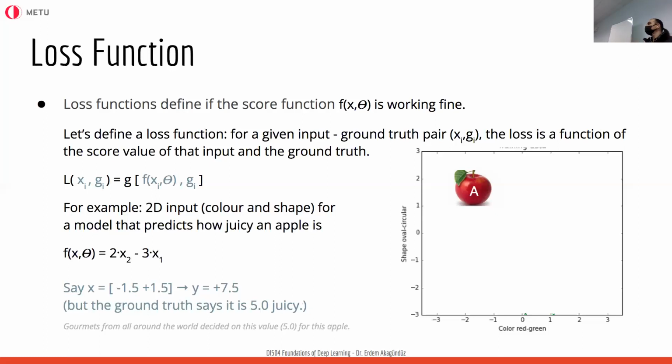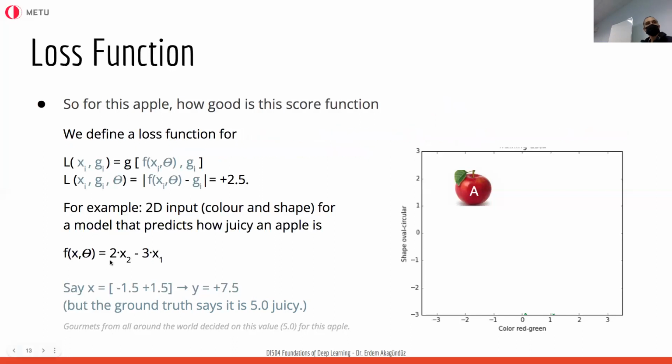In order to do this, I had a bunch of apples and pears, and I've collected gourmets from the world because I have incredible amounts of money. I've asked them to take a bite from each sample and note a juiciness level for me. I've taken the average, and I know the juiciness value for each apple or pear. For example, the average juiciness level for this sample was decided to be 5.0. Then, if I'm using an absolute difference measure as the loss function, which is also called the L1 norm, I will have a penalty of 2.5.